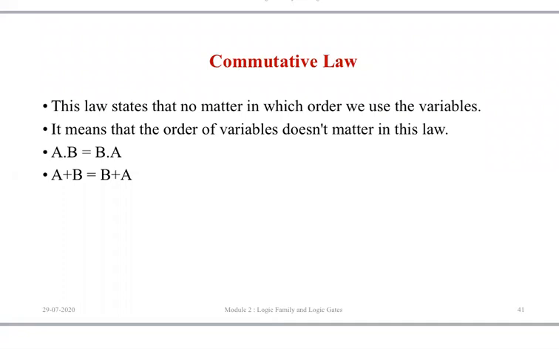Sometimes when we take a common factor and all, we need to arrange the order. So there you can use the commutative law. A dot B is equal to B dot A, and A plus B is equal to B plus A.